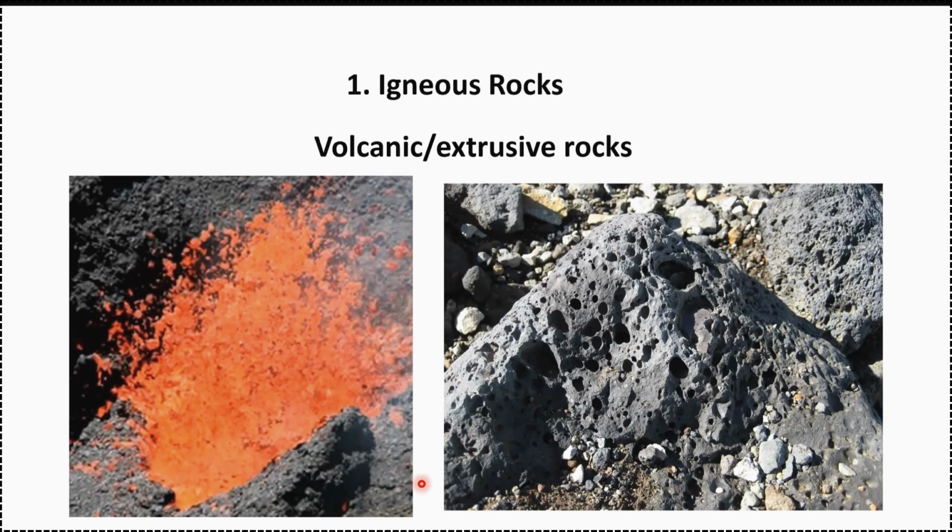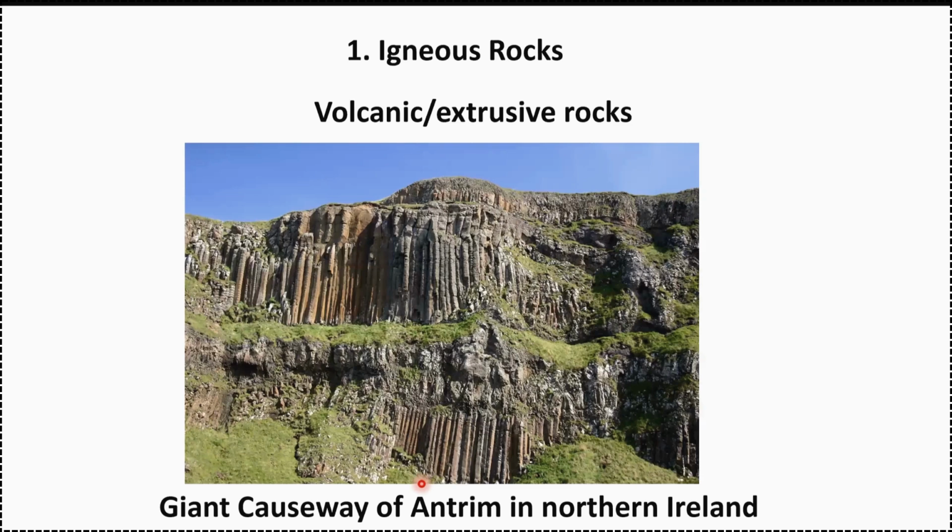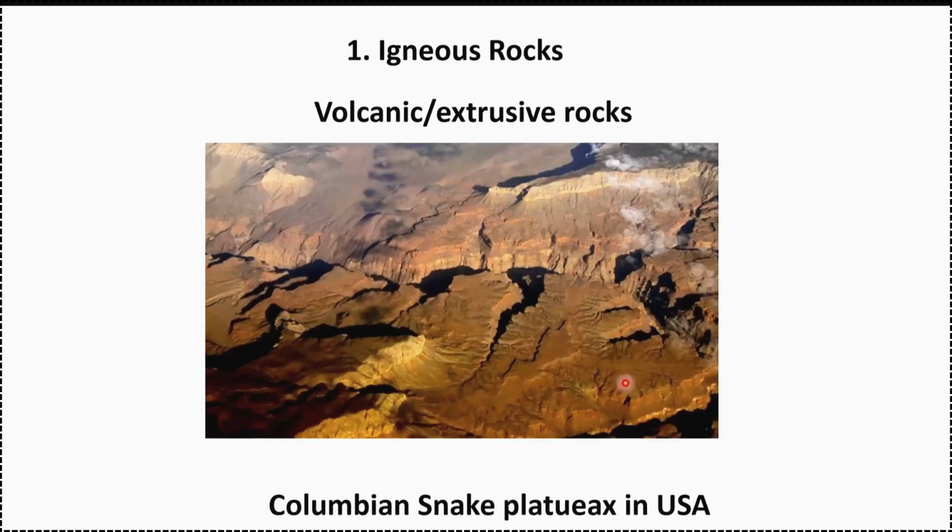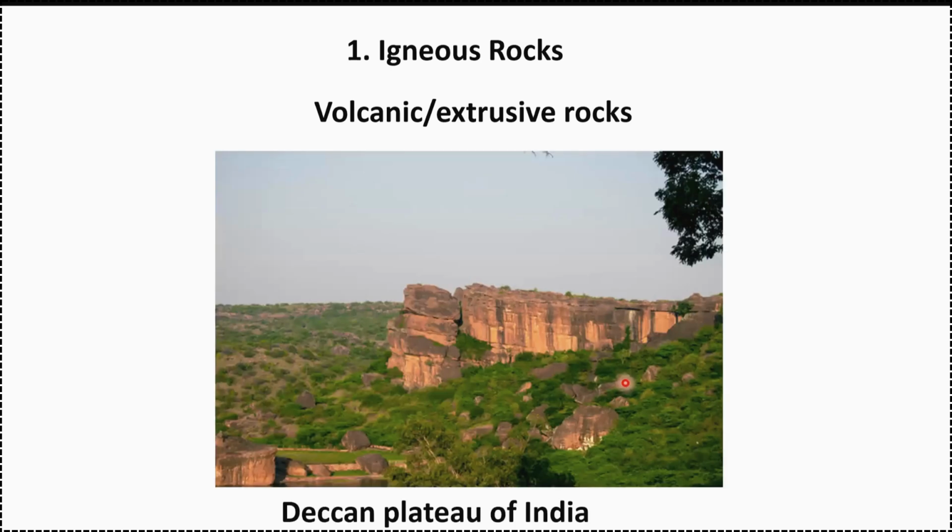Some famous examples of volcanic rock include the Giant's Causeway of Antrim in Northern Ireland with its columnar structures, and the Columbia Snake River Plateau in the USA. One famous example in India is the Deccan Plateau. So all these are examples of volcanic and intrusive rocks.